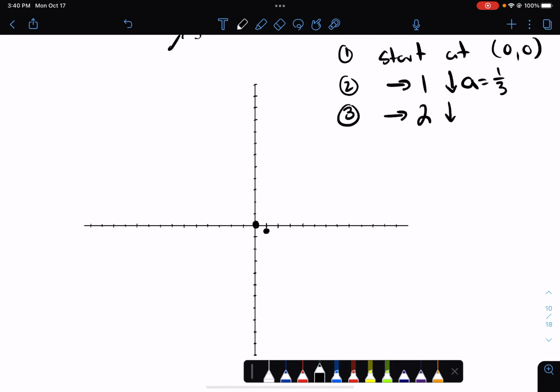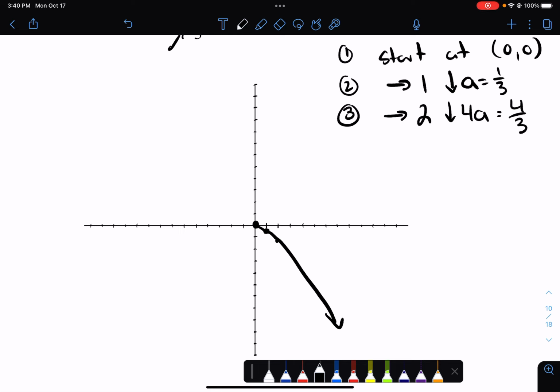And then my next step is to go over 2, and I'm going to go down 4 times a, which is 4/3, because 1/3 times 4 is 4/3. So I'm going to go over 1, 2. Now 4/3 is 1 and a little bit more. So I'm going to be like right here. So my graph is upside down, and it's going to look something like that. Oh, maybe that wasn't very good. It's going to look something like that, okay?